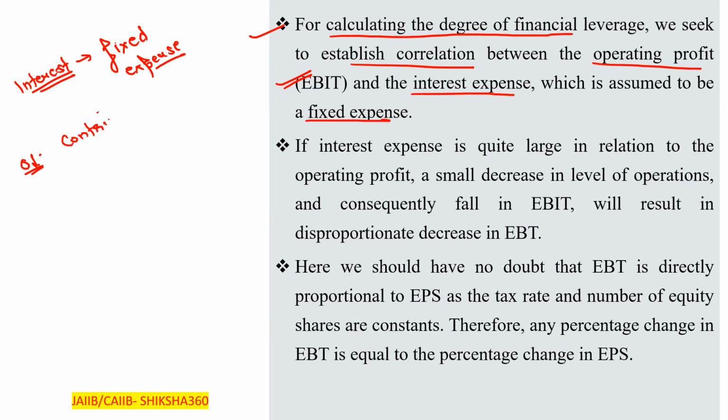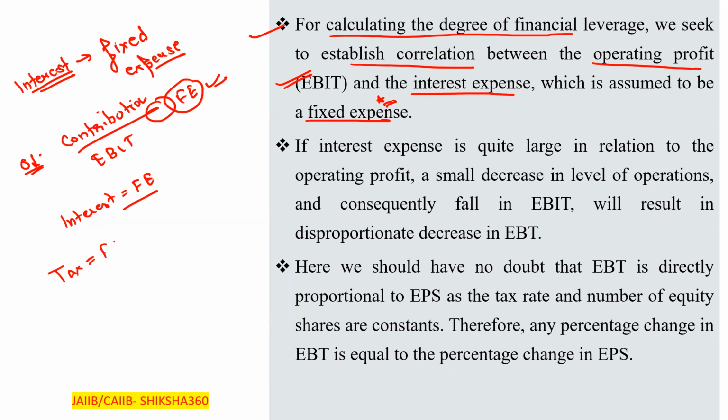In operating leverage, we take contribution upon EBIT, and there the fixed expense is one of the expenses. Next, interest is also considered one of the fixed expenses. Similarly, in the case of financial leverage, we take tax, which is also one of the fixed expenses here. So for calculating the degree of financial leverage, we establish the correlation between the operating profit and the interest expense, which is assumed to be fixed.